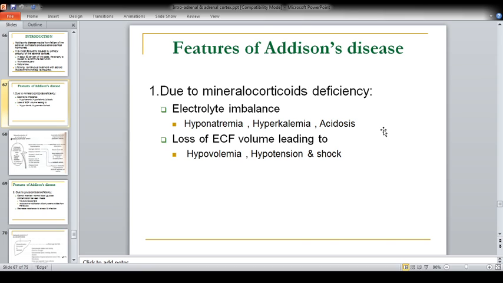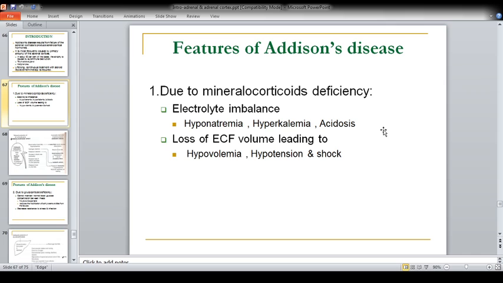So remember, the diseases of the adrenal gland, of all the glands, are important, but Addison's is one of the most important ones. Apart from this, hyperthyroidism, very common and very important diseases.